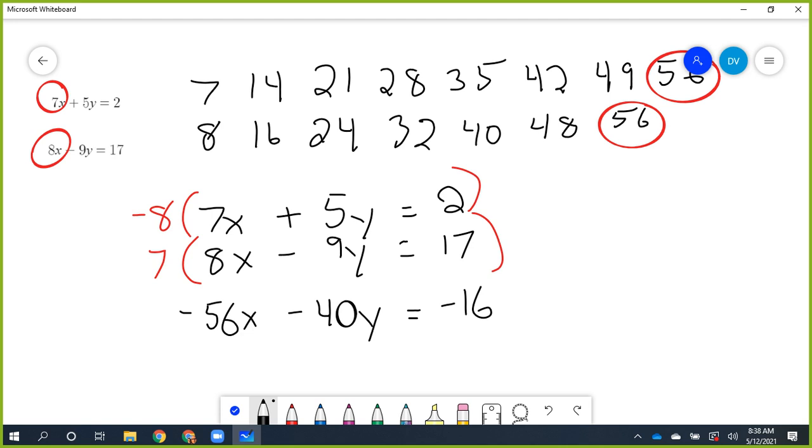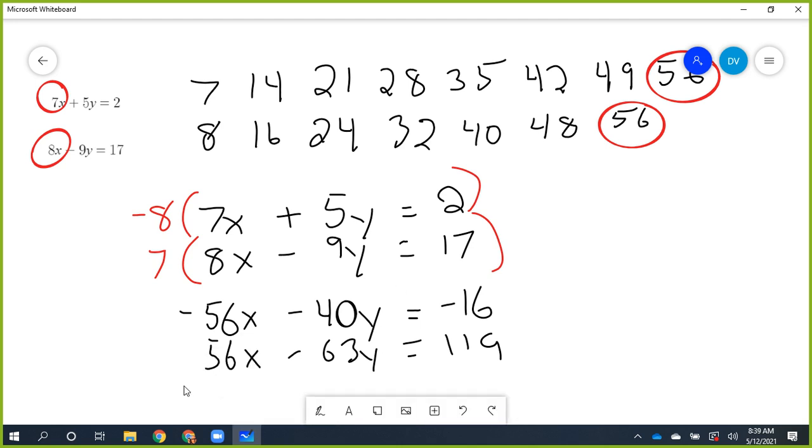Now we have to work on the second equation. 7 times 8x is going to give us 56x. And 7 times negative 9y is going to give us negative 63y. And 7 times 17 is 119. Numbers are a little bit bigger here, but I think that's okay.